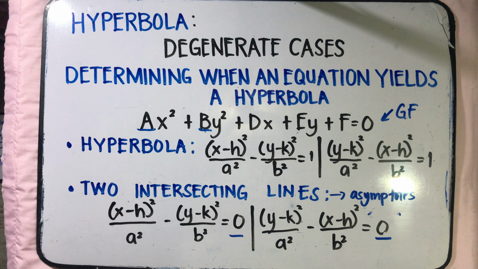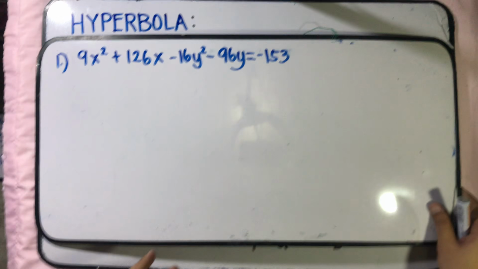Again, remember that if the right side of the equation that you got when you converted the general form into the standard form is 0, then you are just getting the asymptotes, and those asymptotes will now be the equations of the two intersecting lines of the degenerate case of the hyperbola. Okay, so let us now determine whether the given equation is really a hyperbola or not. I hope it is clear that whenever the standard form of the hyperbola is equal to 0, all you have to do is get its asymptotes, but they will not anymore be the asymptotes, because they become the equations of the two intersecting lines. So let's now have this example.